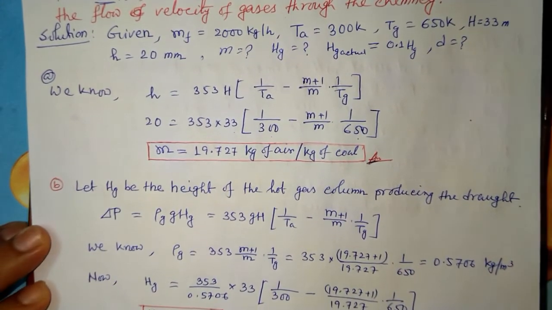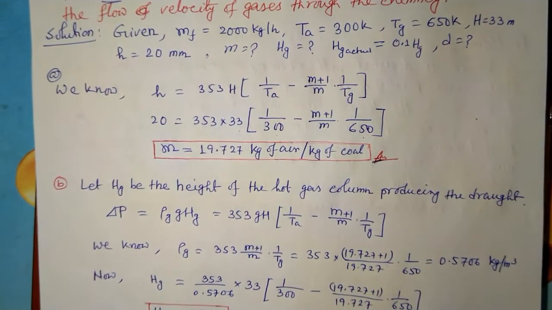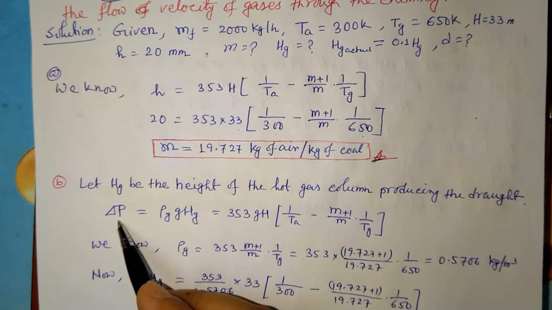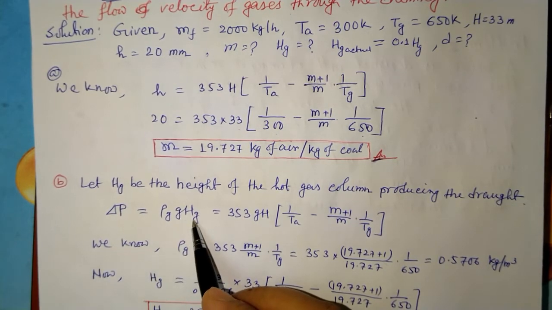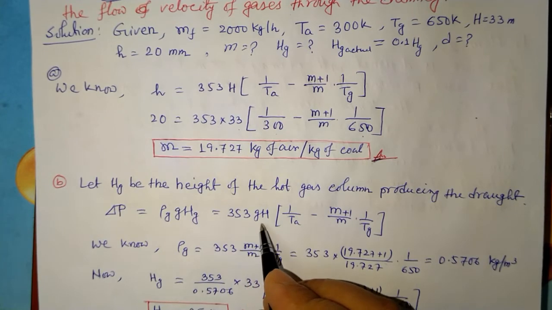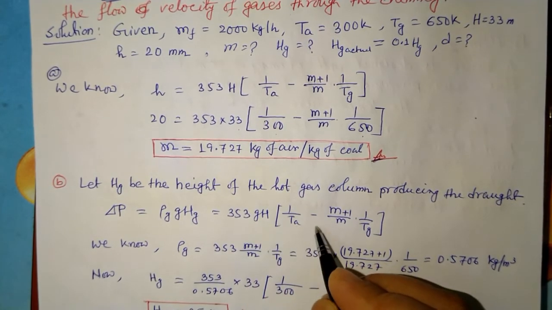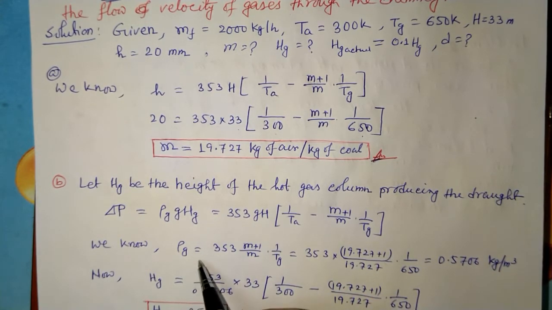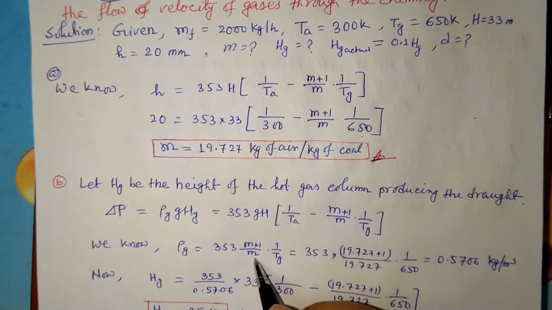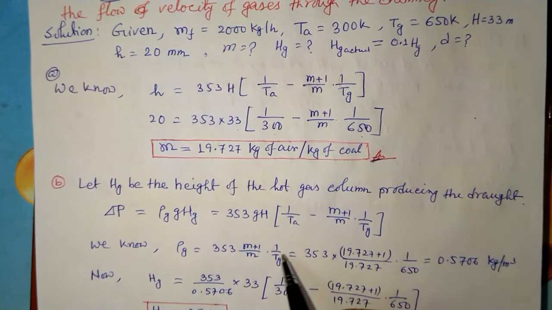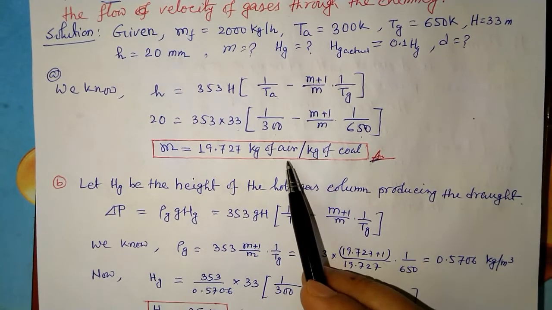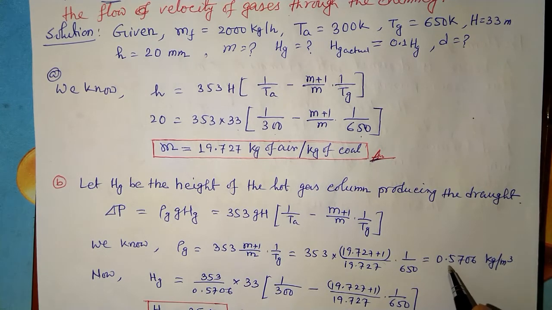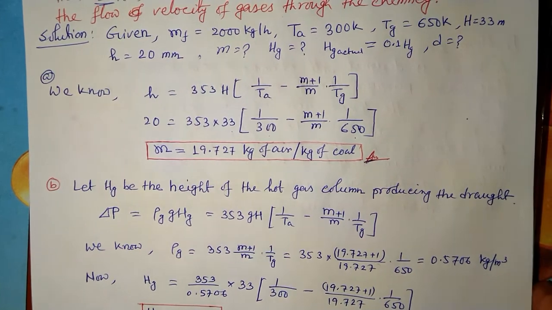Next we need to find the draught in terms of column of hot gases. As we know, let Hg be the height of the hot gases, then delta P or draught we can write as rho g into Hg, and this is equal to 353 g H into [1 by Ta minus (m plus 1) by m into 1 by Tg]. We know that rho g is 353 (m plus 1) by m into 1 by Tg. If we put the value of m that we have calculated, we get rho g, the density of hot gas, as 0.5706 kg per meter cube.